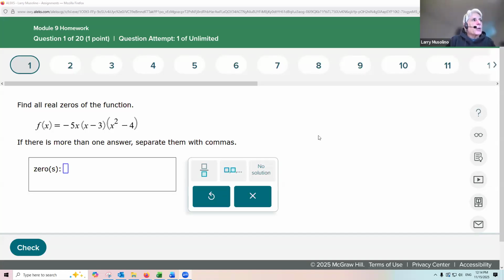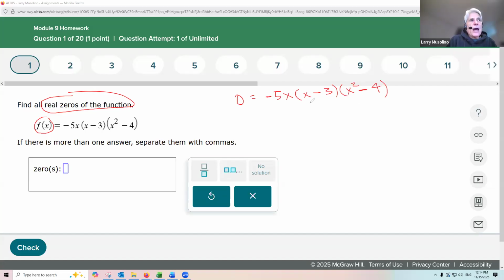This one says find all real zeros. Well, really what they're asking you is when is this f of x equal to zero? That's what a zero is. So a zero is when f of x equals zero. So I'm going to replace f of x with zero and try to solve this equation.